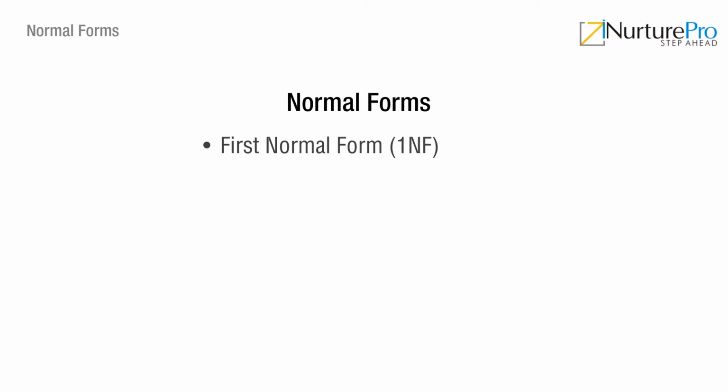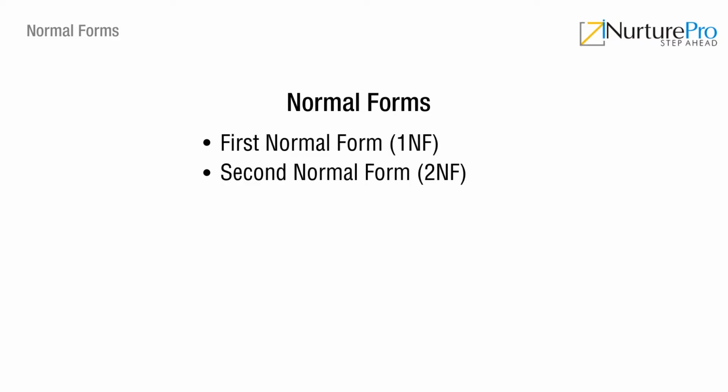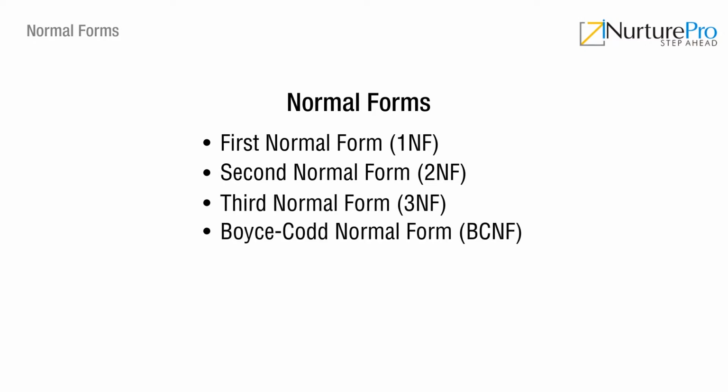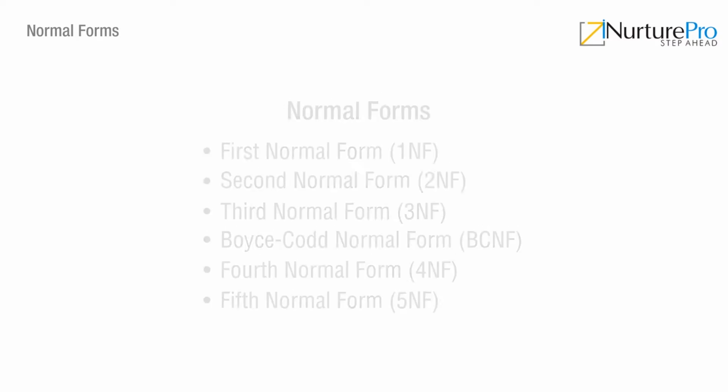Normalization follows a set of rules in order to avoid such problems and to bring the database to a consistent state. These set of rules are called normal forms. Database normalization is divided into 6 normal forms: first normal form, second normal form, third normal form, Boyce-Codd normal form, fourth normal form, and fifth normal form. Let us look at each one of them.